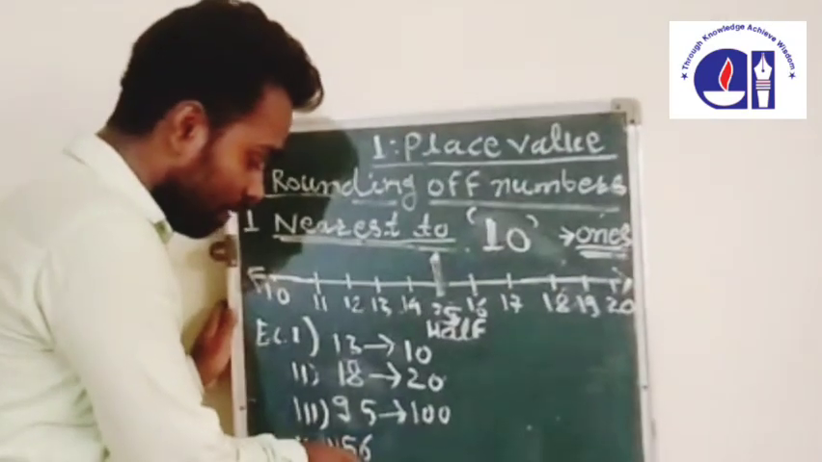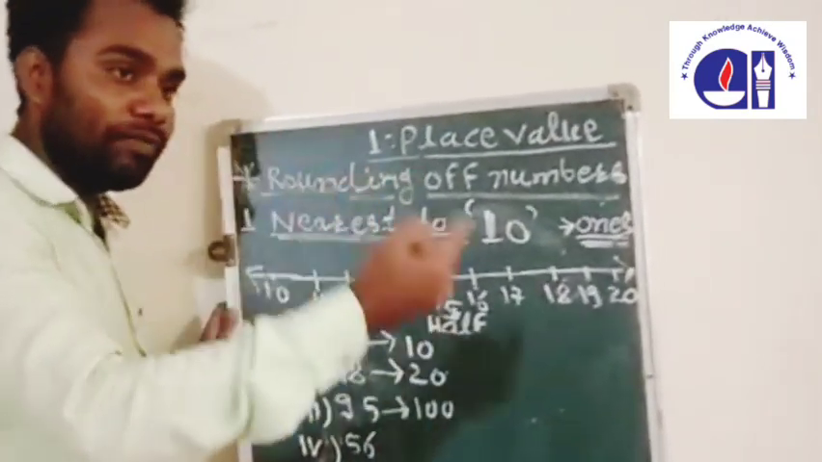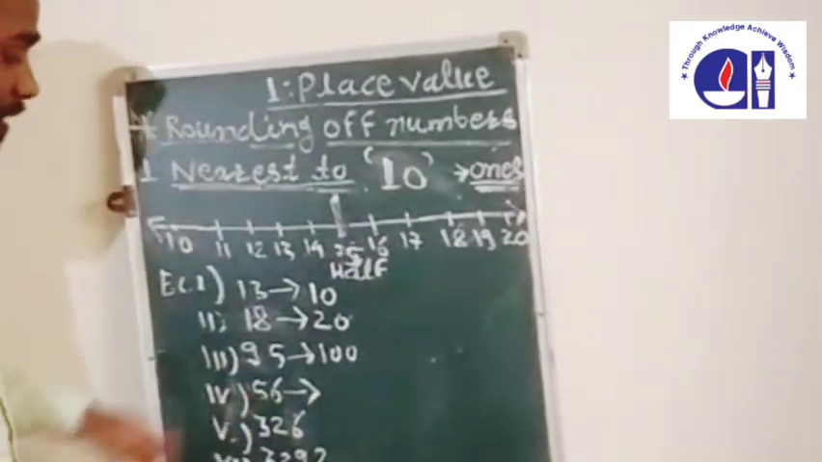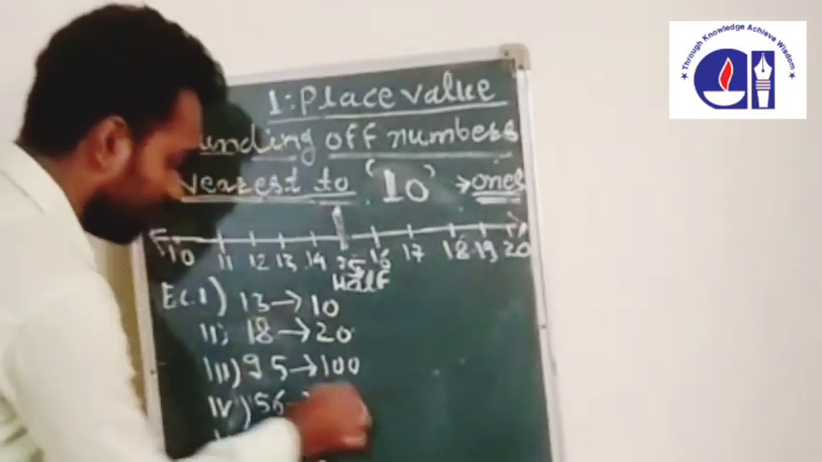The ones place of 56 is 6, which is more than 5, so 56 is rounded to the next 10. The next 10 after 56 is 60. So 56 is nearest to which 10? It's 60.